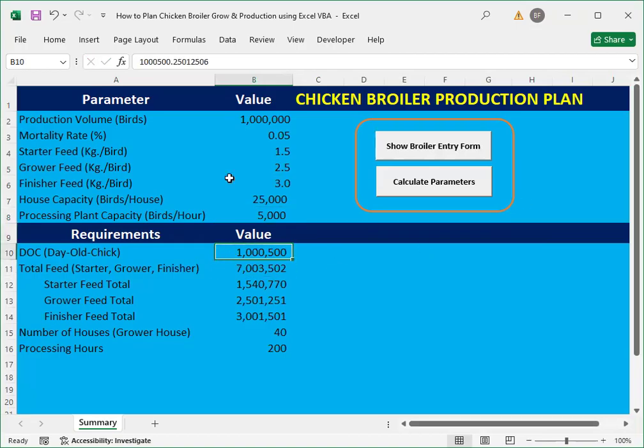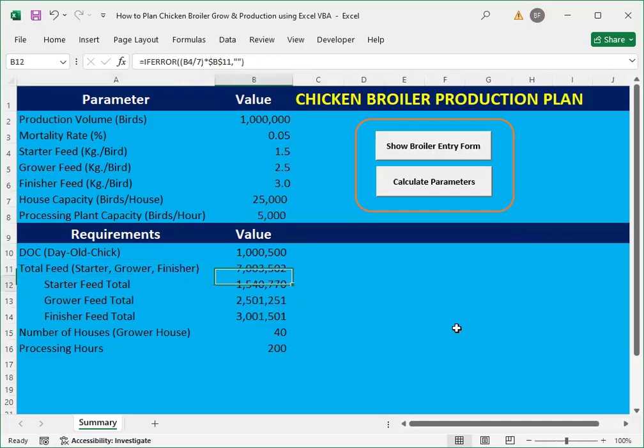All right. So in order for us to produce 1 million production birds, we need this DOC because of the mortality rate of 5%. Okay, we need DOC from the hatchery plant, the day-old chicks. We need 1,500,000, because we got a mortality of 5%. And the total feed that we need is 7,003,502.